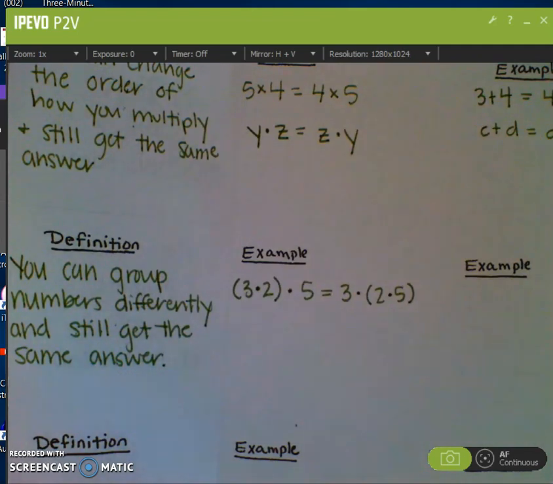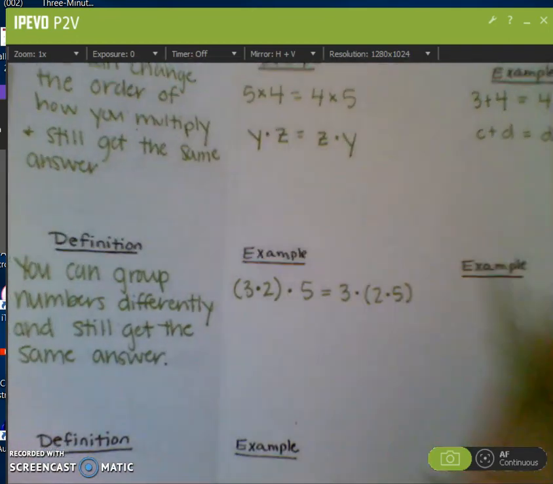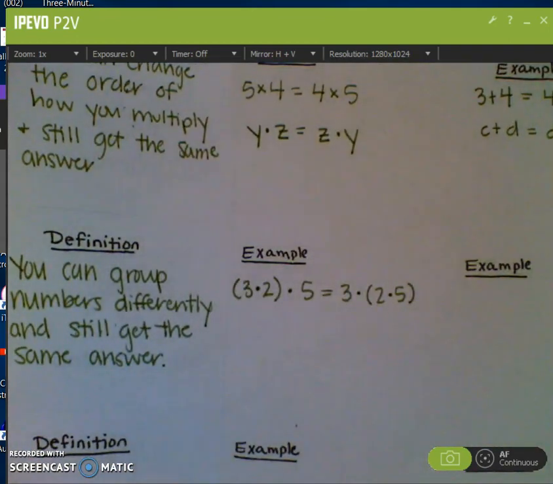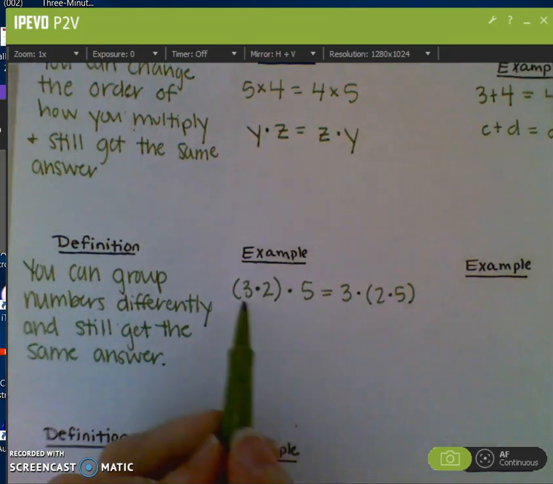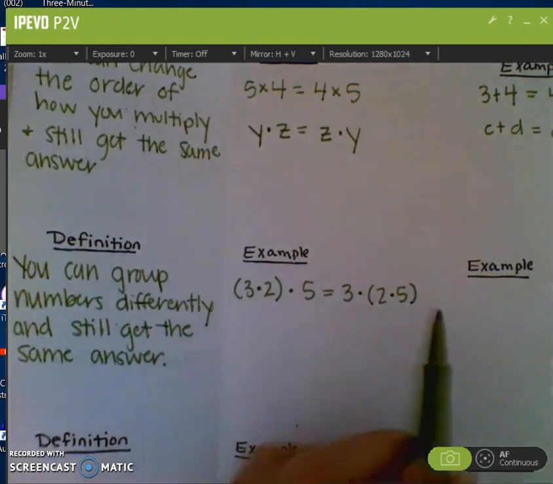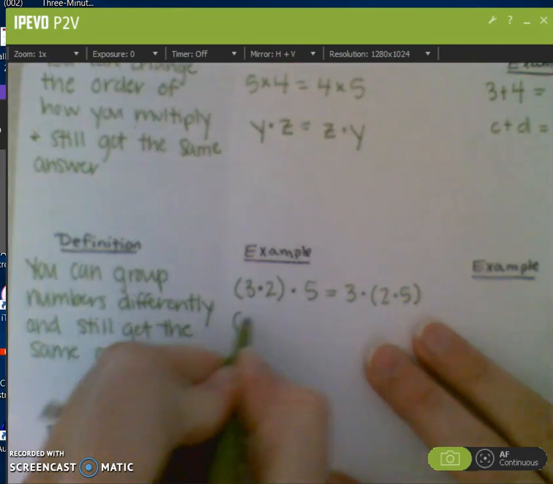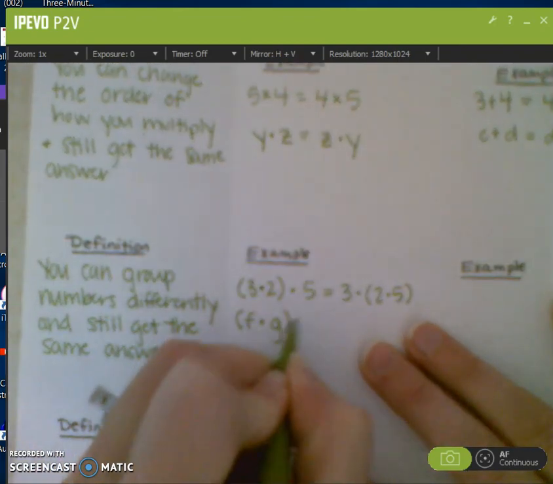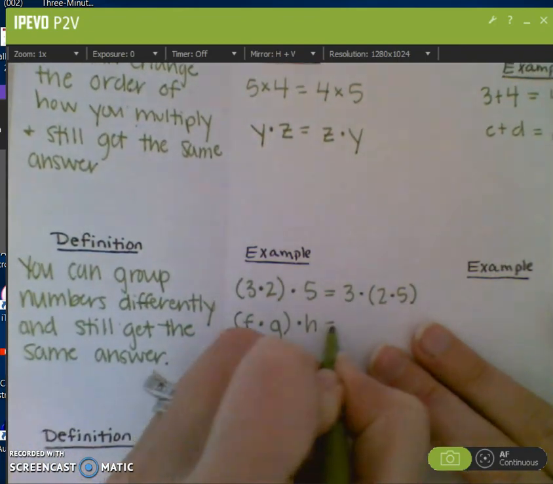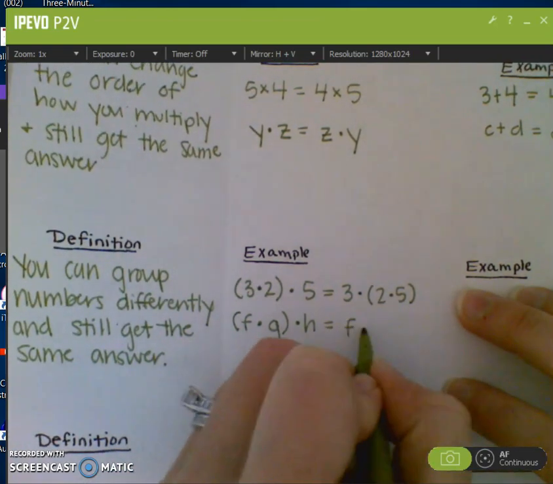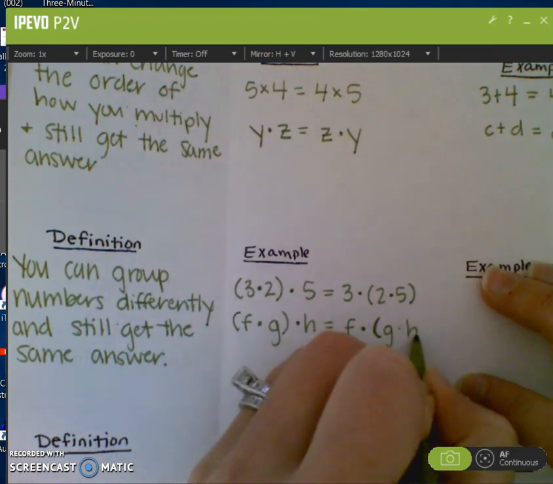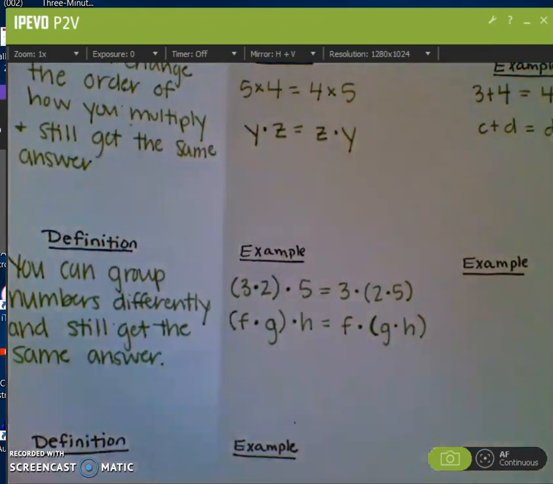So with the associative property, the order stays the same: 3, 2, 5, 3, 2, 5. But our grouping, our parentheses, change because here 3 and 2 are grouped together, and over here 2 and 5 are grouped together. So if I wanted to show this with variables, I could put f times g inside parentheses and then multiply that by h and say that that's equal to f times the quantity, and the quantity just tells me to put parentheses, g times h.